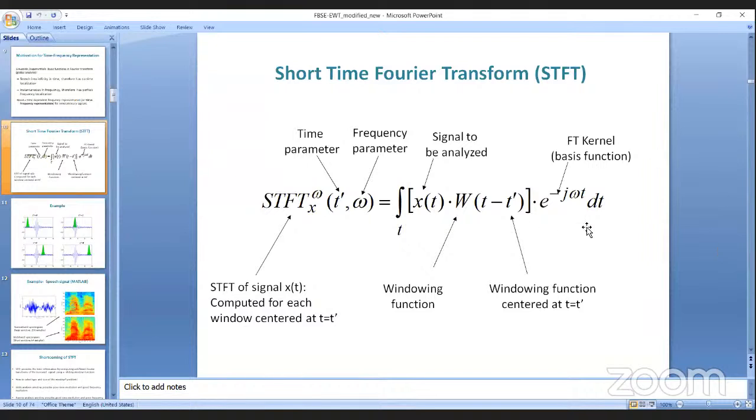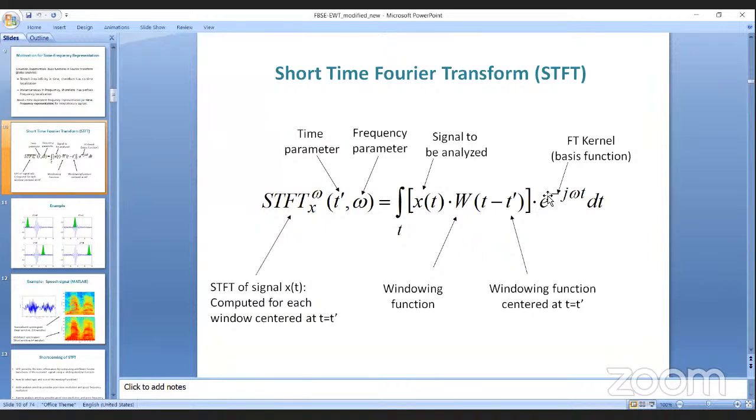So here you can see the mathematical equation for computing the short time Fourier transform, STFT. x(t) is the signal that we want to analyze, w(t) is the window function, and t dash is the shifting parameter. By choosing different t dash, we can move the window from one point of time to another. In that way, the signal can be multiplied with the shifted window, and we have a windowed signal at different points of time.